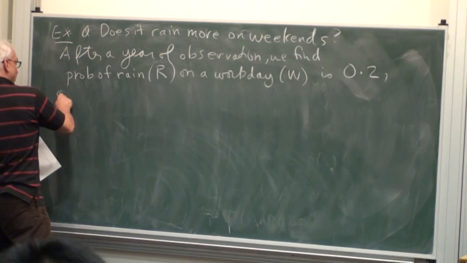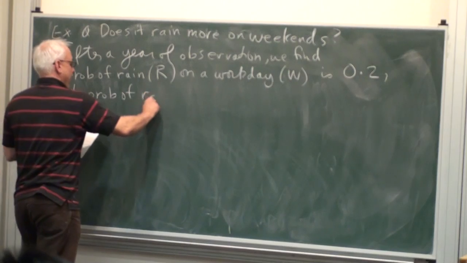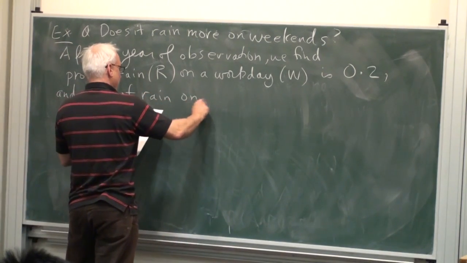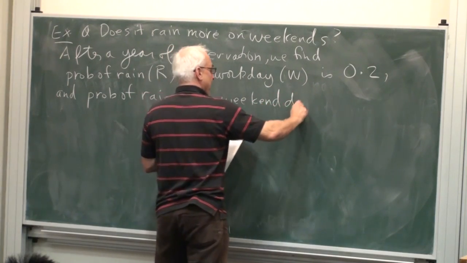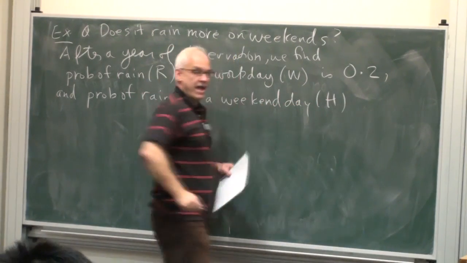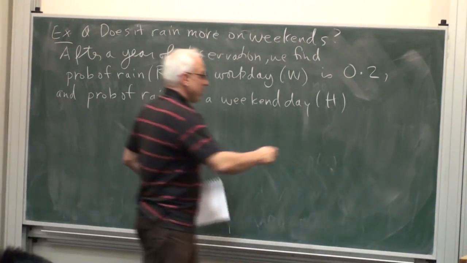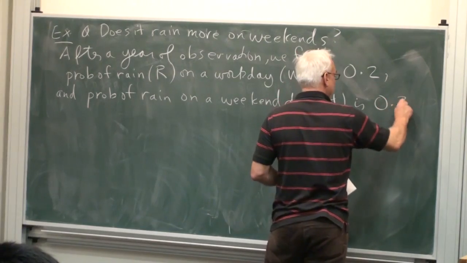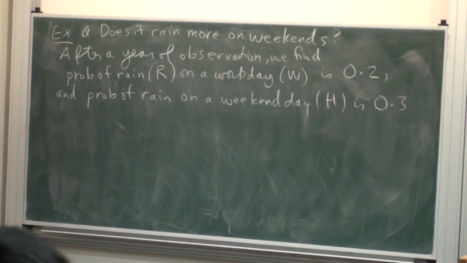And let's also suppose that the probability of rain on a weekend day, which we'll denote by H for staying at home, is 0.3. So maybe we find that, in fact, yes, in our year, it's more likely to rain on a weekend than on a work day. So we've gathered this data.